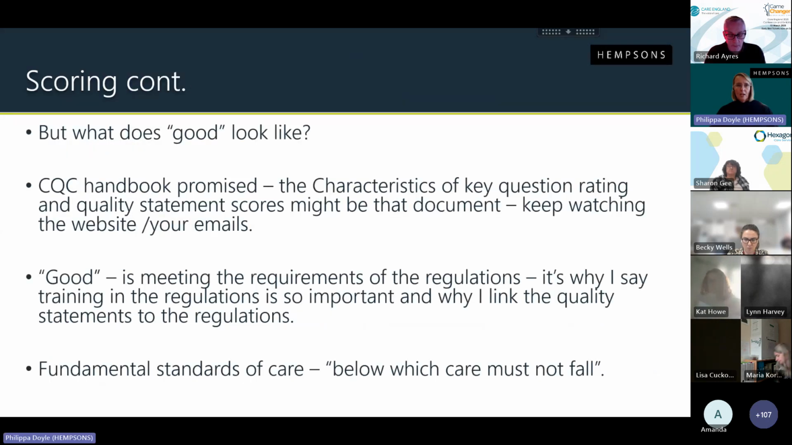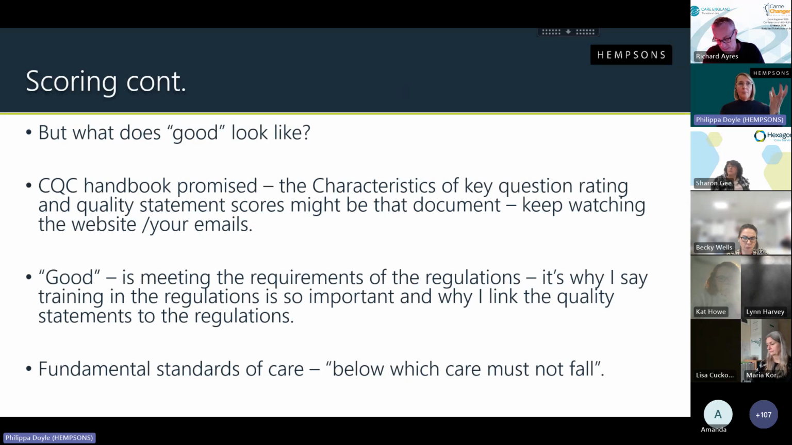So what does good look like? I've talked about this a little bit already, and it is something that providers generally want to know. You want to know what you're aiming for. How do you measure your service against what CQC see a good service looking like?